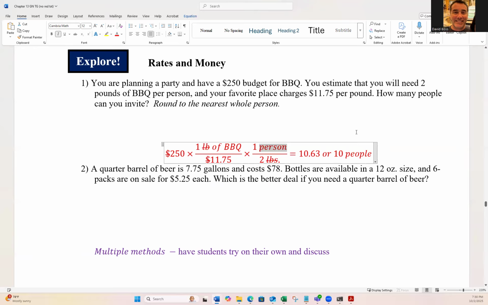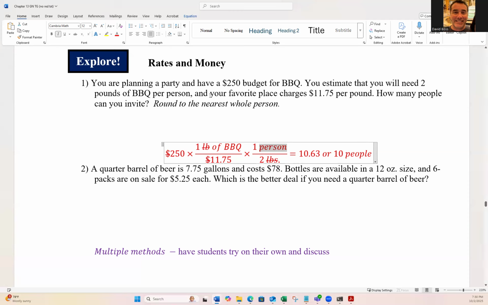10.63 people. So in a question like this, you need to overestimate the amount of stuff per person, because if you try to round up to 11 people, that means the last person is going to be 0.37 short. He's going to have 0.37 pounds short of what he wants to eat. So even though 10.63 may entice you to round up to 11, when you have a certain amount of stuff, unless you have 11, you have to round down to 10. Otherwise, somebody's going to get shorted on their 2 pounds of barbecue.